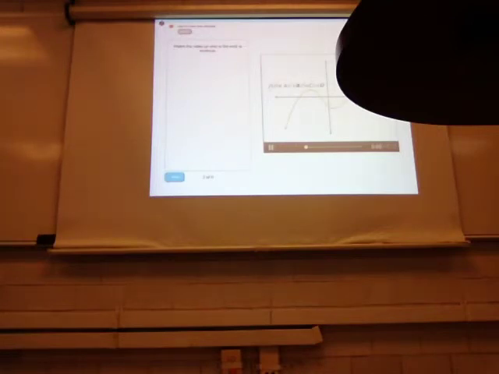Right. Next, let's look at a cubic function. F of x equals ax cubed plus bx squared plus cx plus d. Cubics can have up to three zeros. What are they in terms of a, b, c, and d?